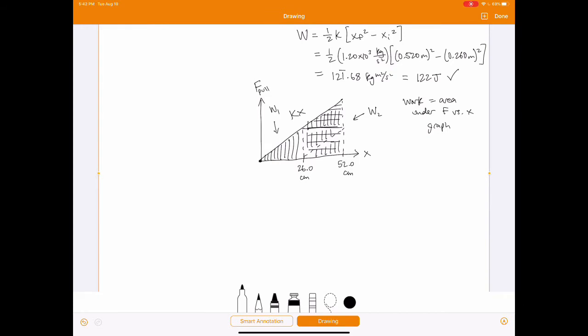So if we think about the work as area under the curve, it's pretty clear that W2 should be 3 times W1. In other words, the area under the curve between 26 and 52 centimeters is 3 times the area under the curve between 0 and 26 centimeters. So we should be getting 3 times what we got in the previous example. Let's see if that works out. 3 times 40.56 joules gives you 121.68 joules, which we round to 122 joules. So that's how you think about the problem graphically, okay?